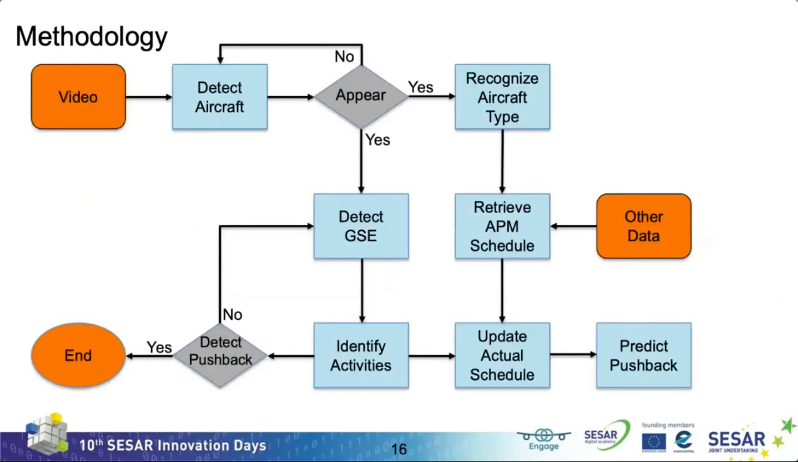The flowchart shows the algorithm in detail. First, the detector repeatedly detects aircraft. If an aircraft is detected, the aircraft type is recognized and ground support equipment is also detected. The aircraft type is recognized once if the confidence is high, or several times when the confidence is low. Then, based on aircraft type, we can retrieve the schedule. At the same time, ground support equipment is repeatedly detected. From the detected aircraft, ground support equipment activities are identified. Next, the actual turnaround schedule is updated in real time. After that, the pushback time is predicted and revised until it occurs. The algorithm finally ends when actual pushback is detected.